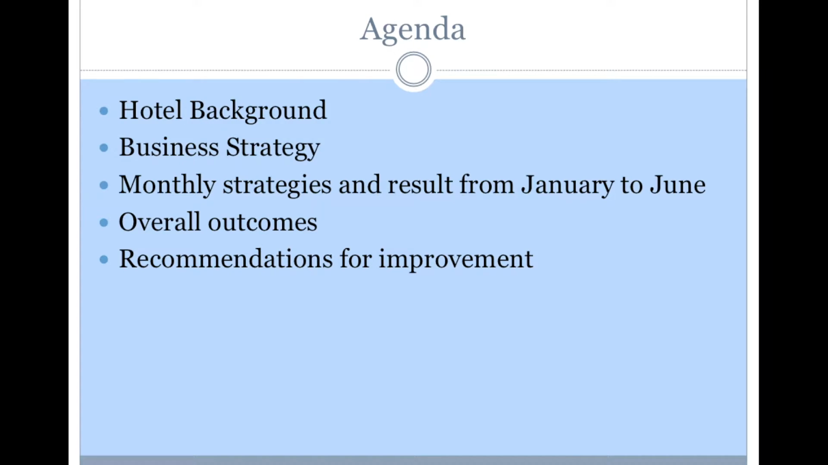So this is our agenda for the presentation. Hotel background and business strategies will be explained by Audrey. Monthly strategies and results from January to June will be analysed by Kim and Audrey. Overall outcomes and recommendations will be explained towards the end of the presentation by Angela.